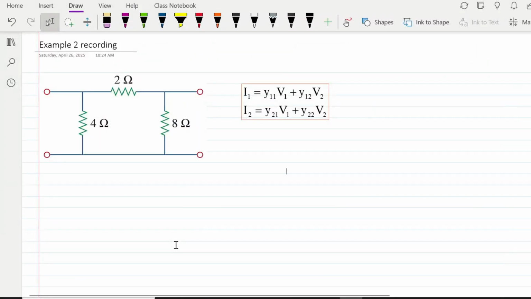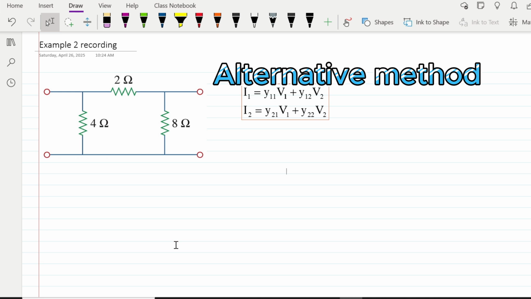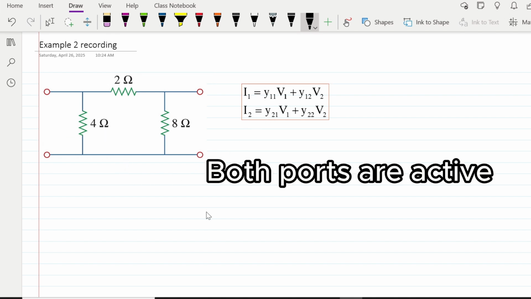Hi all, so we are going to solve this two-port network circuit to analyze and determine the y parameter. I'm going to use the alternative method for this question, where I'm not going to eliminate anything. I'm just going to implement the power source on both ports and try to solve the equation. After I get the equation, I'll compare it with the y parameter equation and find which is the respective y parameter.